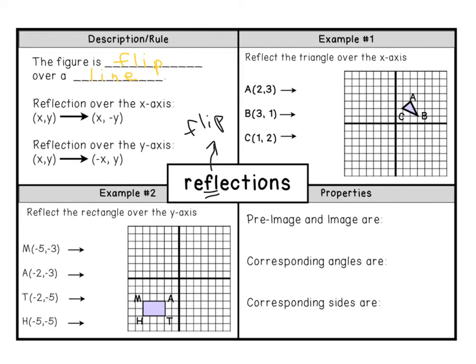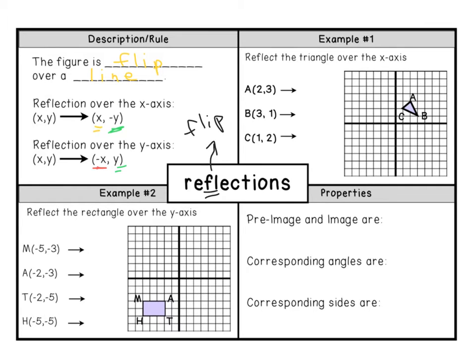When it's reflected over the x-axis, the x value stays the same, but the y value becomes the opposite. When it's reflected over the y-axis, the x value becomes the opposite and the y value stays the same. So we'll see how this looks in our examples.